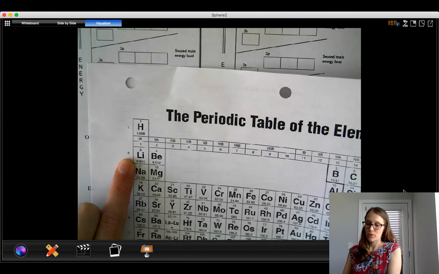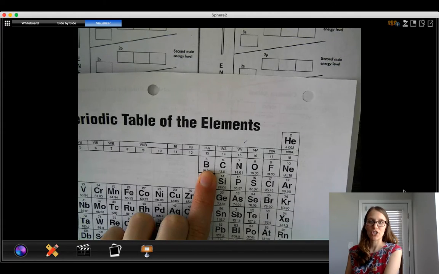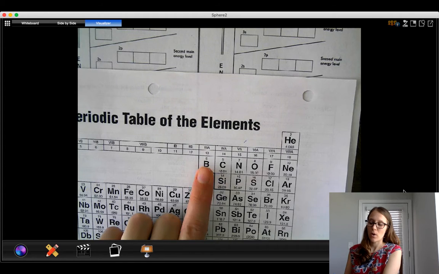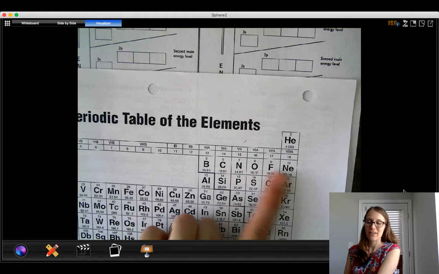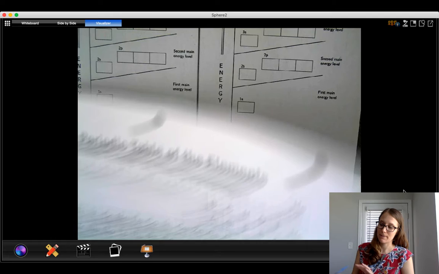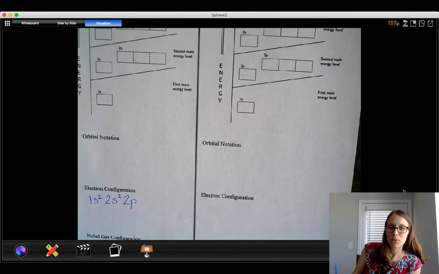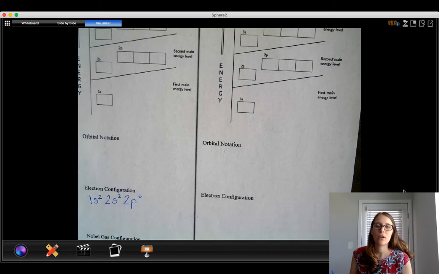Next, I'm still in row 2, but over here I've changed the letters now. Now I'm in the P block. So this is row 2, but P block, and I'm going to count across 1, 2, 3, 4, 5, 6 to get all the way to the end. Okay, so 2 for the row. P-shaped orbitals are holding 6 electrons.